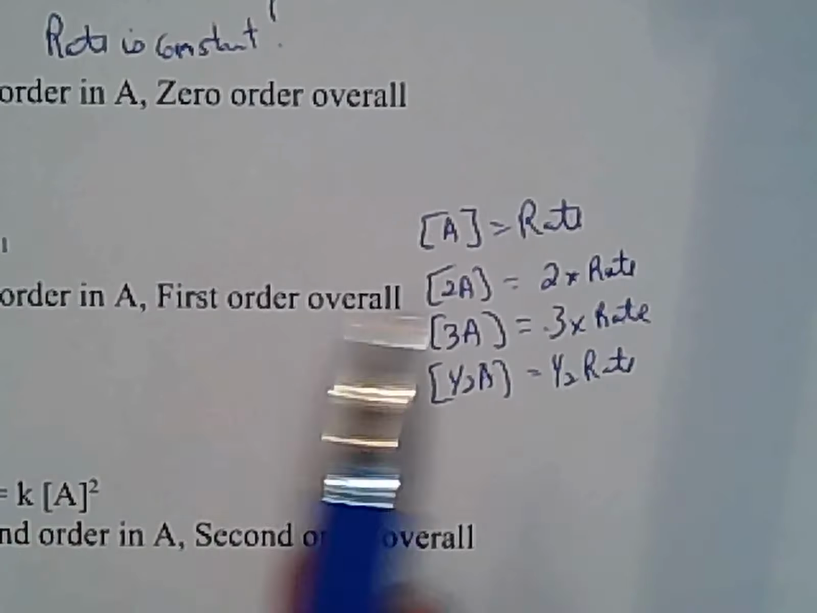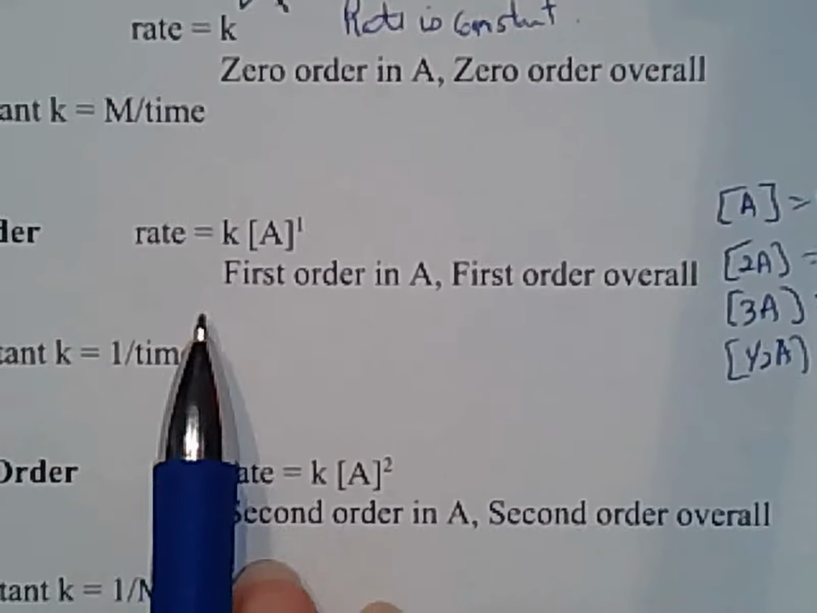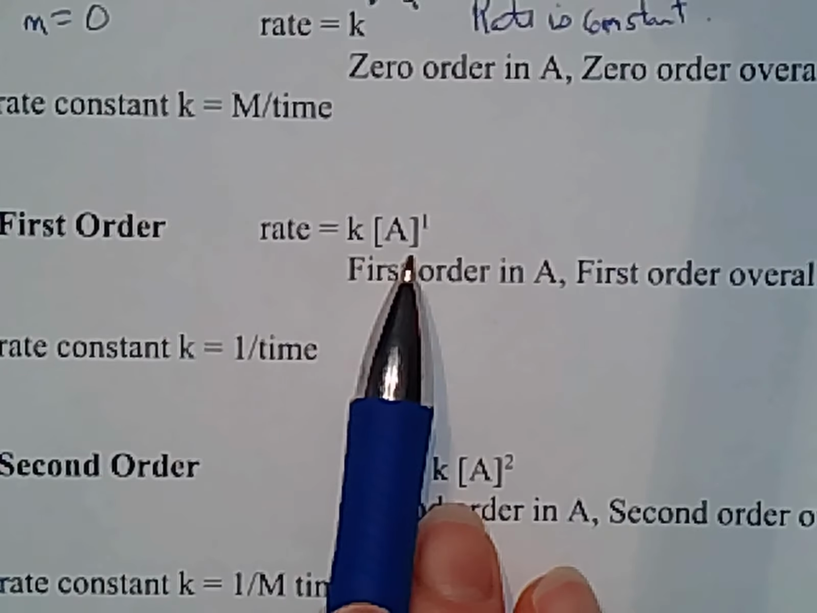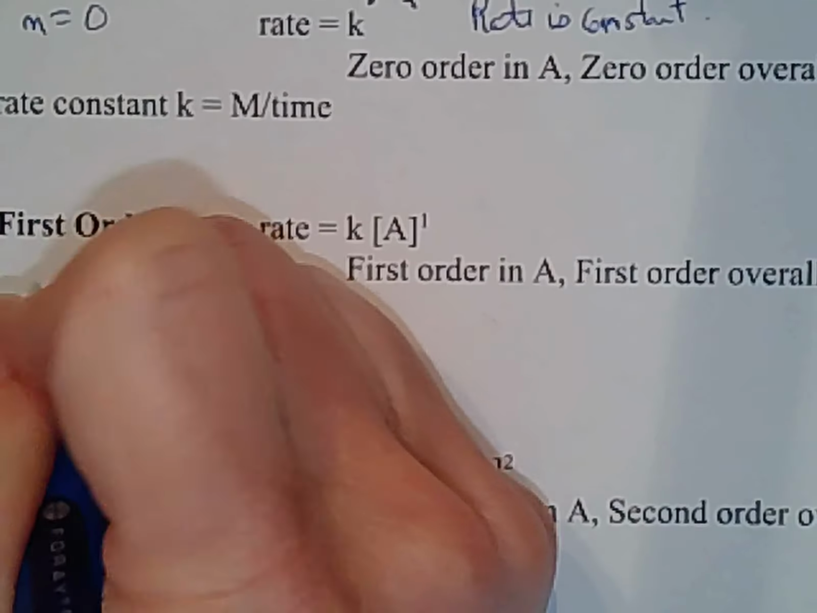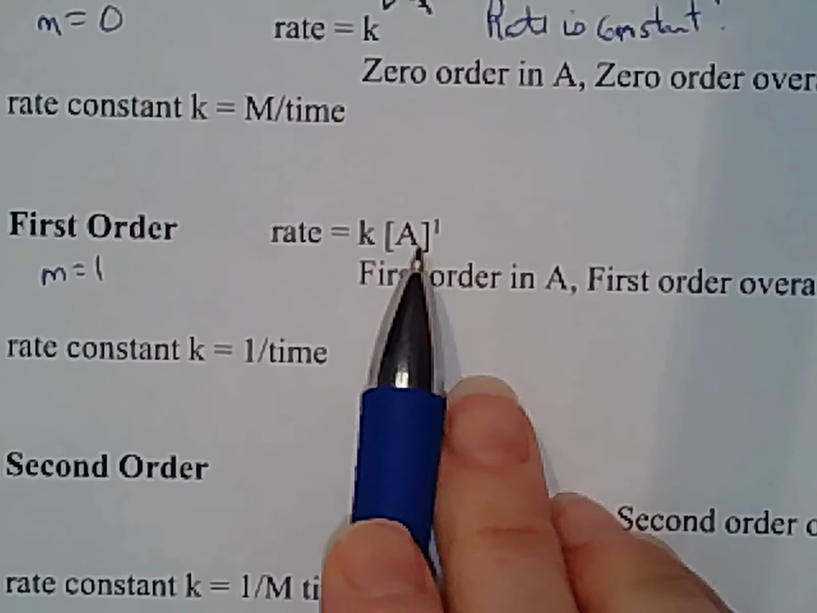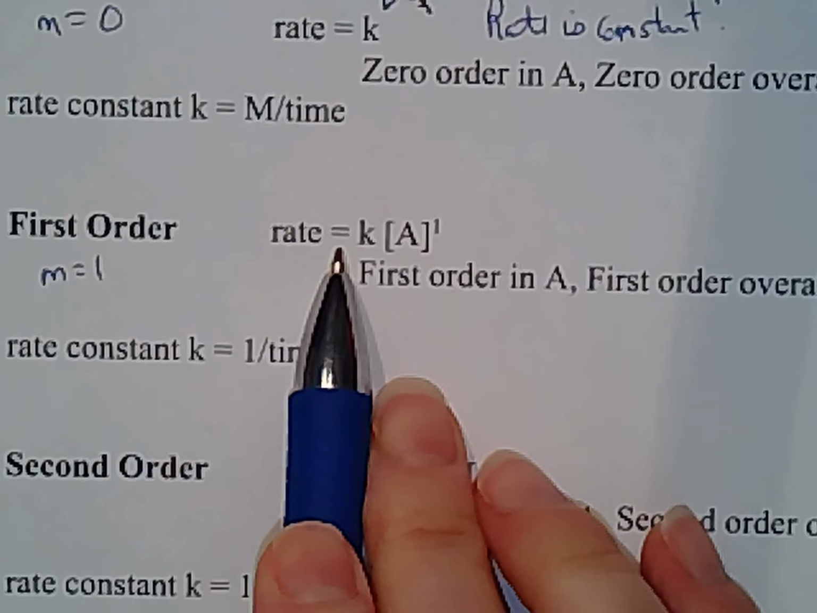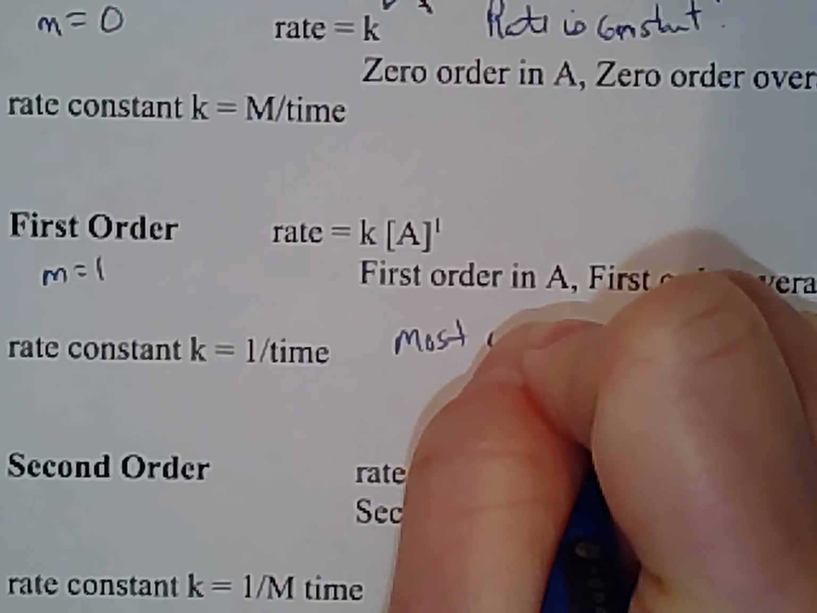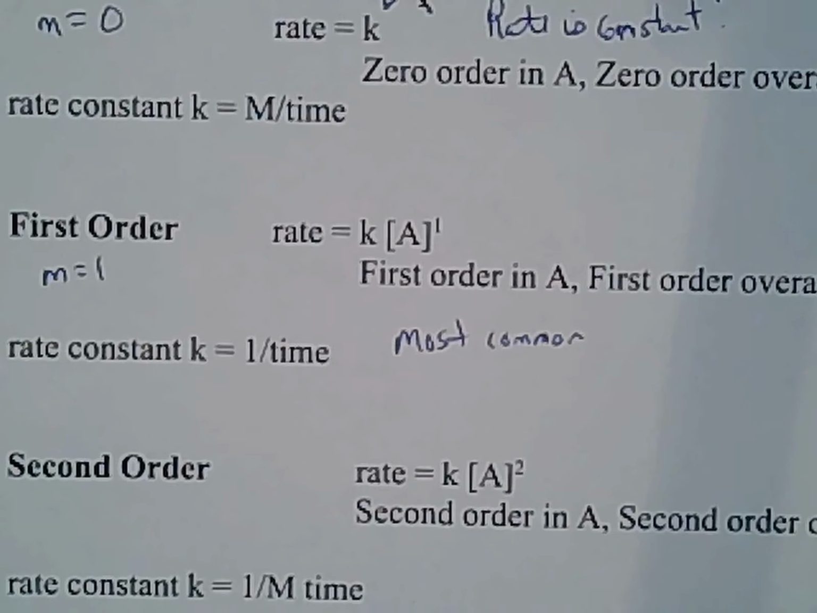So first order reactions are the most common reactions that we have in chemistry because it is the most logical. Whatever I do to A is going to be what happens to the rate. So write down that this is the most common that you see in nature and in chemical reactions.